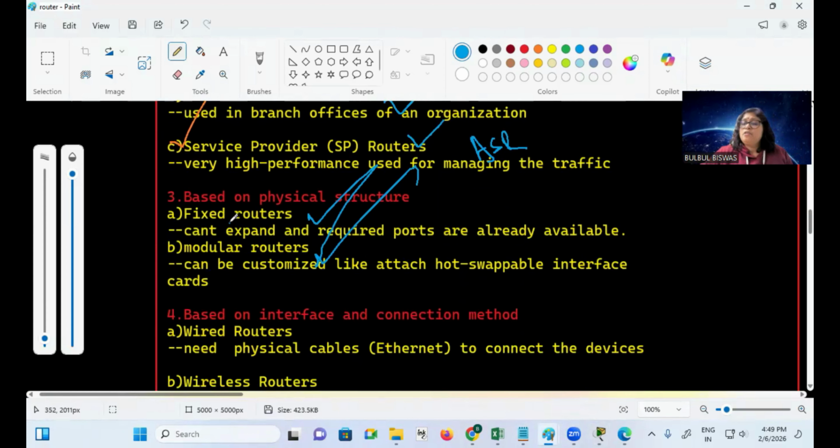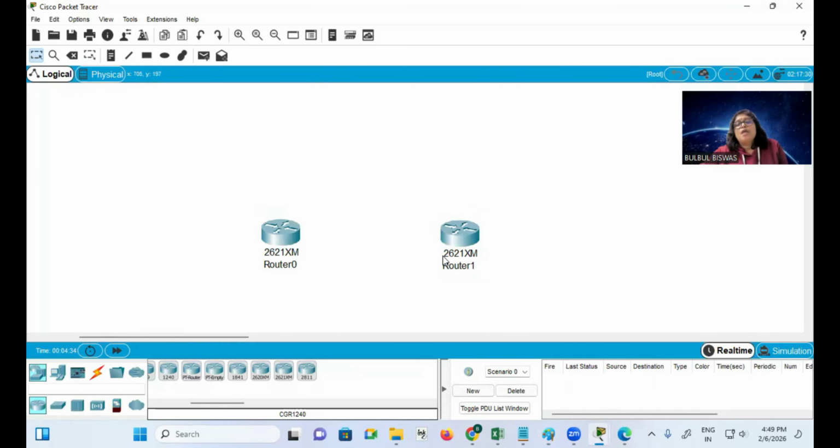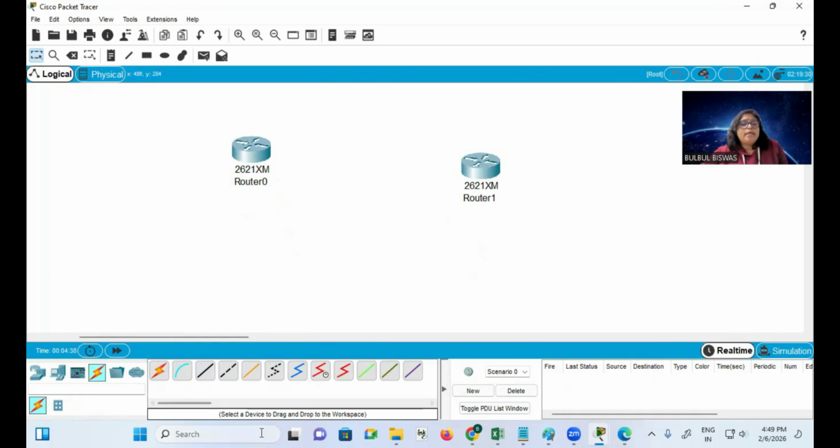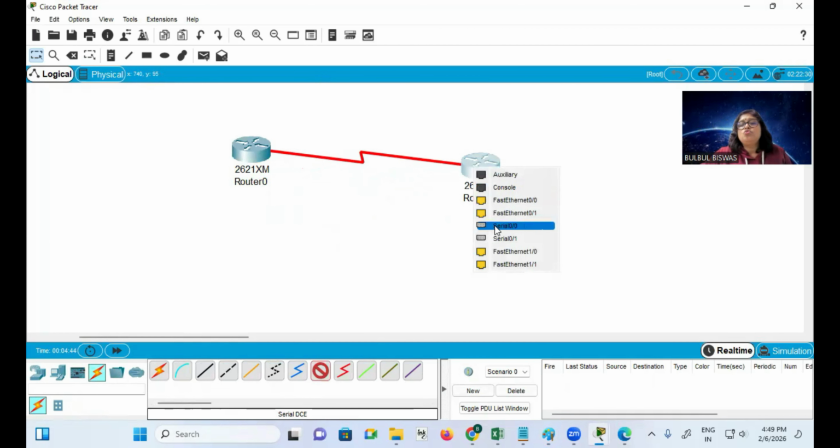So in the fixed router, there is no choice for customization, but in the modular router, of course, there is a choice for customization. And last is the basis of the interface. We can say routers are 2 types. One is wired, another is wireless. How can I say wired and wireless? You see, come to this picture again. I want to connect these 2 routers. So here I am taking a serial cable. So I need the cable. You see, I'm connecting these 2 routers.